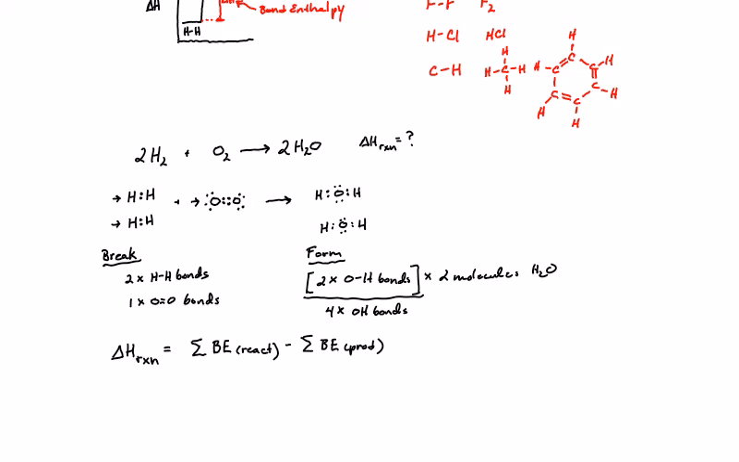So we need the bond energies for each of these types of bonds. We've said that the HH bond is 436.4 kilojoules per mole, the oxygen bond is 498.7 kilojoules per mole, and the OH bond is 460 kilojoules per mole.